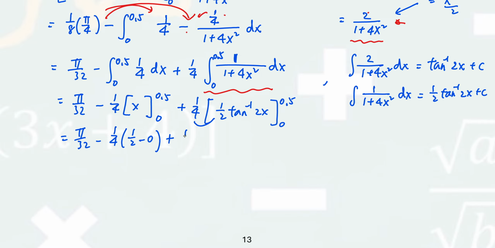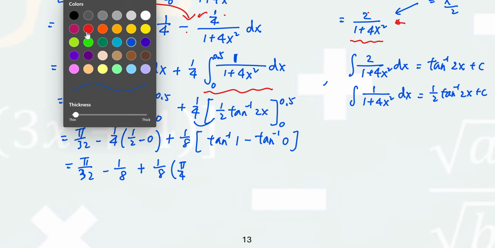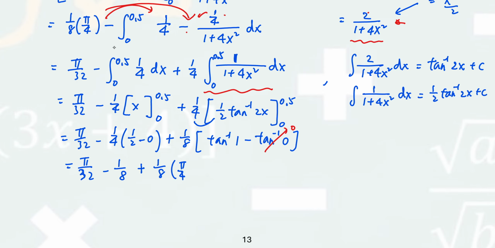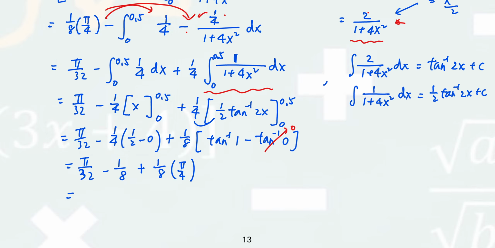So it becomes plus 1 over 8. Arctangent 2 times half is 1 minus arctangent 0. So here becomes pi over 32 minus 1 over 8 plus 1 over 8 bracket. Arctangent 1 is pi over 4. Then arctangent 0 is 0. Okay, this is 0. So I will just close bracket and now simplify.